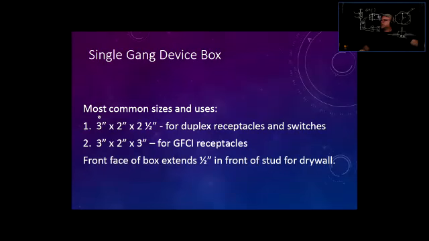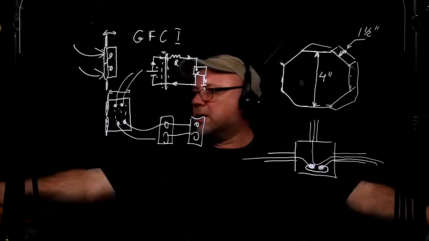Single gang device boxes, most common sizes and uses: 3 by 2, 2.5 inches deep for duplex receptacles and switches. That's it, most of the time. Or 3 by 2 by 3 inches, so it's a deeper box for GFCI receptacles. Right? Also, there's another statement here. Now we understand that better, right? Front face of the box extends 1/2 inch in front of the stud for drywall. Right? What does that mean here?